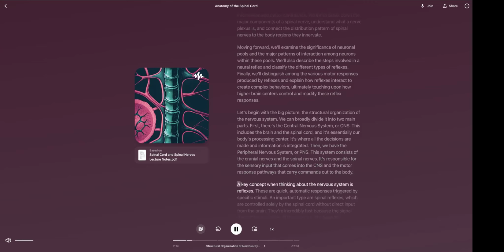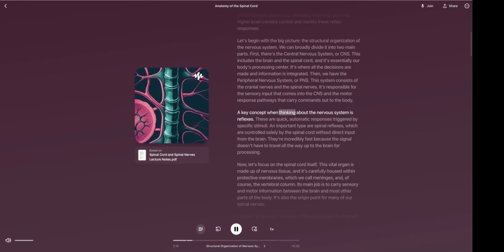to the body. A key concept when thinking about the nervous system is reflexes. These are quick, automatic responses triggered by specific stimuli. An important type are spinal reflexes, which are controlled solely by the spinal cord without direct input from the brain. They're incredibly fast because the signal doesn't have to travel all the way up to the brain for processing.